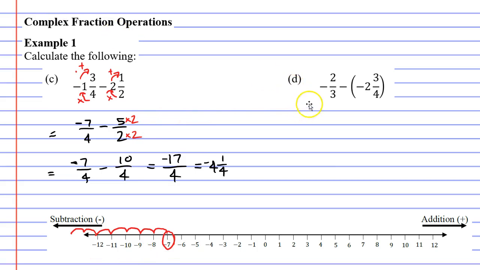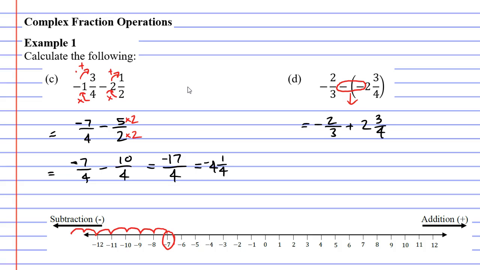You'll notice that we're subtracting a negative, and we spoke about that earlier. When you subtract a negative, you can convert these two minus signs into a single plus sign. So let's do that first. Let's rewrite it as -2/3 plus 2 3/4.